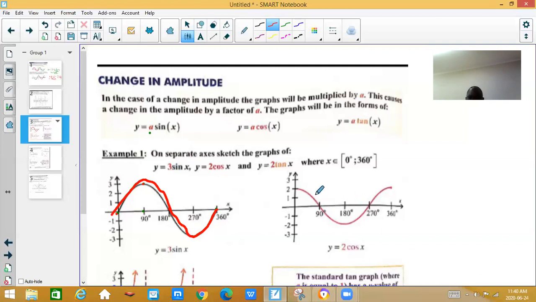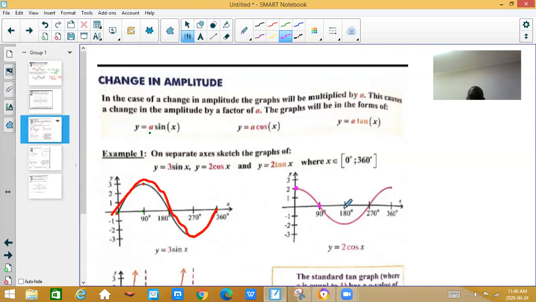Same applies with cosine. If we plug in a 0 here, cosine 0 is 1. 1 times 2 will give us a 2 there. Now you go on to cosine 90. Cosine 90, what does that give us? Cosine 90 is 0. And then you say 0 times 2 still gives you a 0.